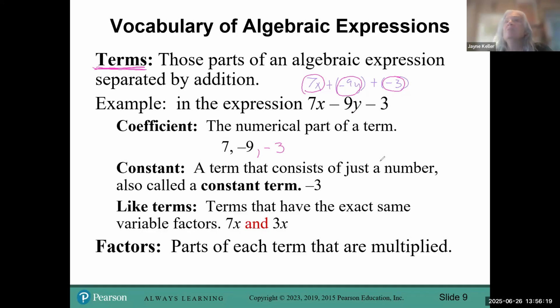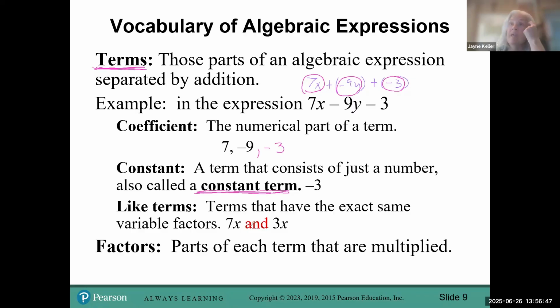A term that only has a number, it doesn't have a variable part, is called a constant term. So that negative 3 is also a constant term. And we say it's constant because it will never change. Doesn't matter what x and y are, this is always going to be negative 3 because we're not multiplying it. This value will change depending on y, and this value will change depending on x. But this one, the negative 3, is always constant.